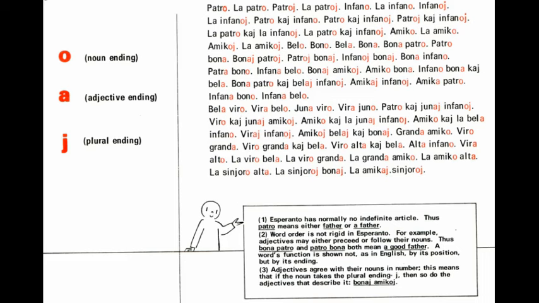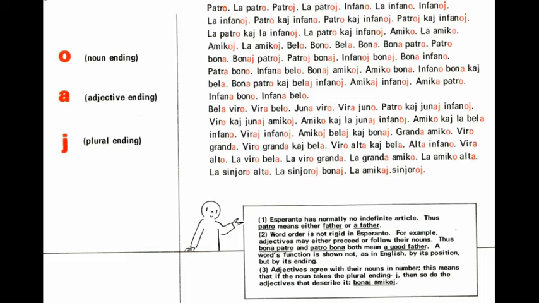Infano bona kai bella, a good and beautiful child. Bona patro kai belai infanoi, a good father and beautiful children. Amikai infanoi, friendly children. Amika patro, a friendly father. Infana bono, childish goodness. Infana bello, childish beauty.